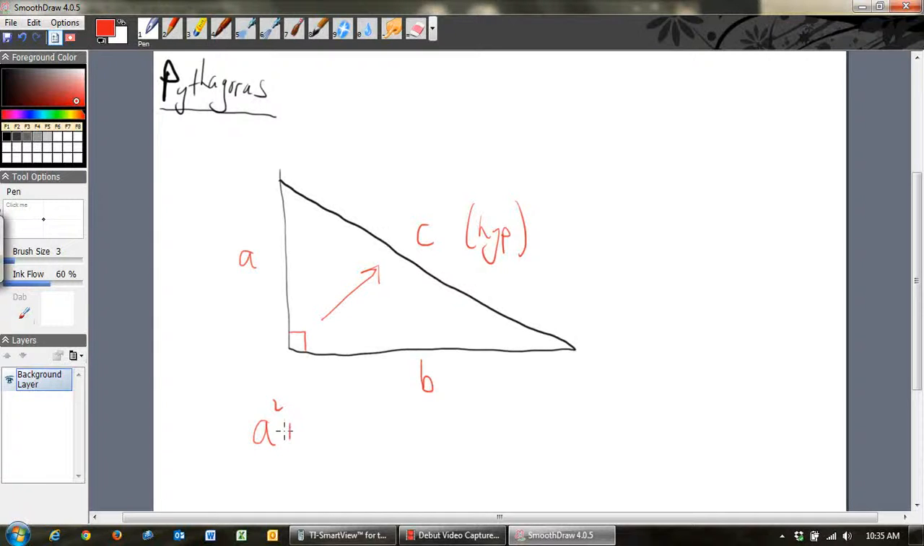So if you've got those three sides, A, B and C, then you have A squared plus B squared equals C squared. And that will always hold for every 90-degree right angle triangle.